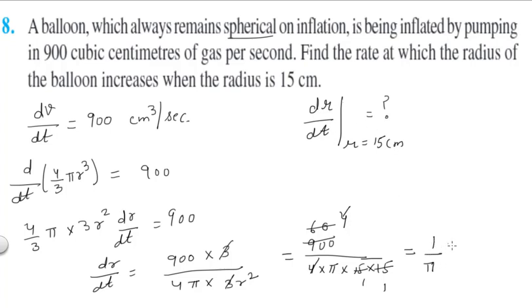Now it is rate of change of radius, so centimeter per second. This is how you are going to solve question number 8. I hope this is clear to you. Just identify what the value is given and what you have to calculate. And using the concept, you can just find it.